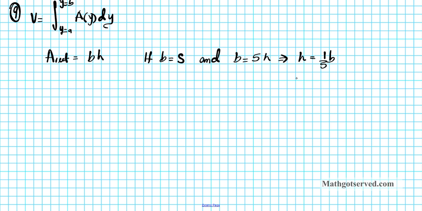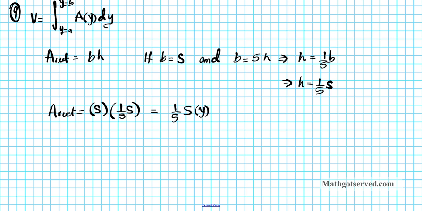So if I want to write height in terms of S, the height is going to be 1/5 of S. If the base is S and the base is 5 times the height, that implies the height is 1/5 of the base, and if the base is S, the height is going to be 1/5 S. So the area of a rectangle is going to be the base, which is S, times the height, which is 1/5 S. That's going to be our area. So it's going to be 1/5 S as a function of y, squared.